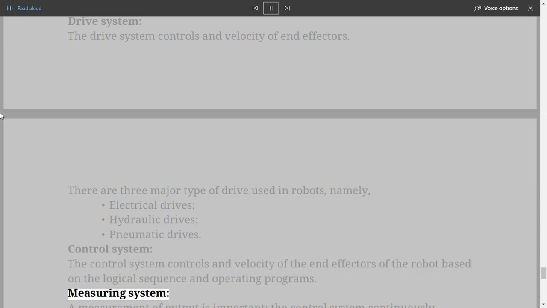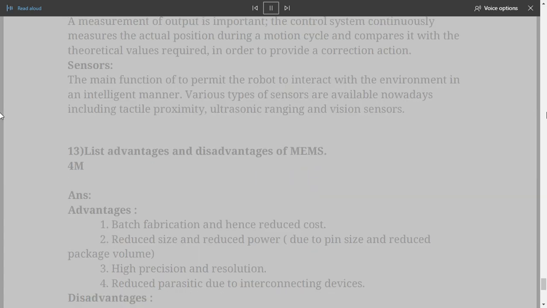Measuring system. A measurement of output is important. The control system continuously measures the actual position during a motion cycle and compares it with the theoretical values required in order to provide a correction action. Sensors. The main function is to permit the robot to interact with the environment in an intelligent manner. Various types of sensors are available nowadays, including tactile, proximity, ultrasonic ranging, and vision sensors.